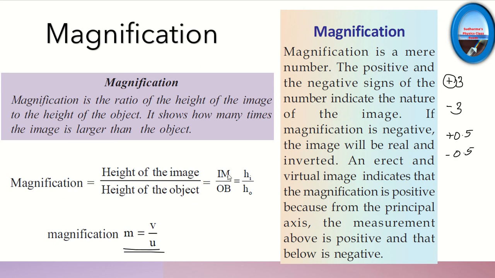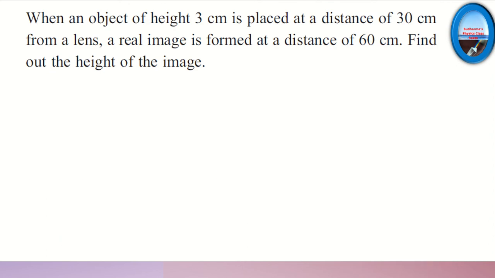Virtual image, both image and object will be above the principal axis. You try to recall the ray diagrams. Both will be above the principal axis, meaning two positive quantities, and taking the ratio, we will get a positive value. Okay, so now let's try some questions by applying the sign convention.